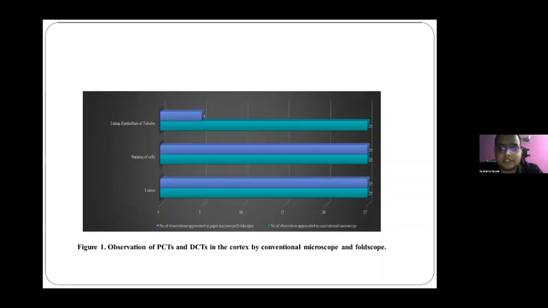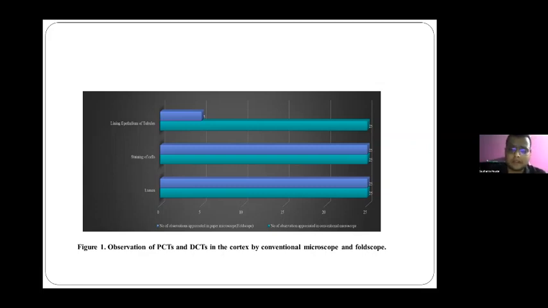Now, on the basis of the cortex and the medulla, first of all, we observe the lining epithelium of the proximal convoluted tubule and the distal convoluted tubule, and the observations were carried out. In only five observations in Foldscope, we were able to identify the lining epithelium of the proximal convoluted tubule and the distal convoluted tubule in the cortex. And the staining of the cells was distinct.